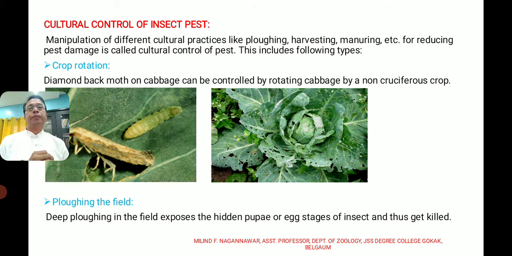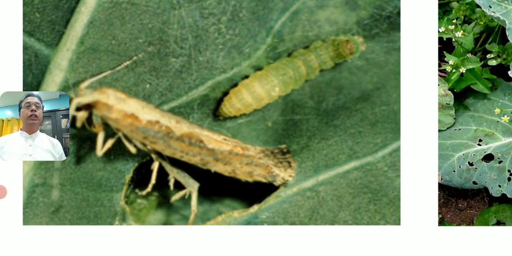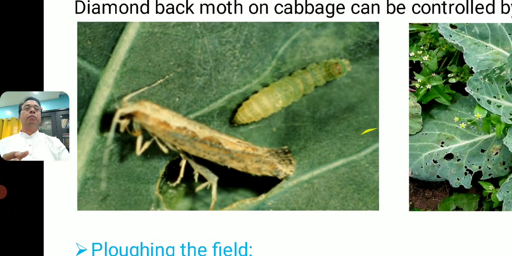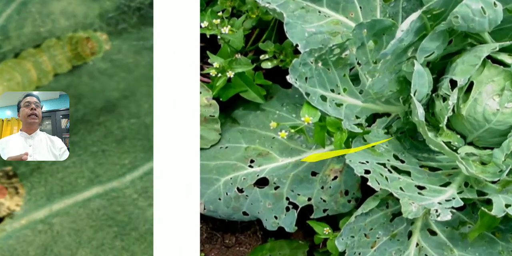That is crop rotation. For example, if we are putting cabbage in the field, those cabbages should be rotated. Once we put the cabbage, we should not continue with cabbage, that is the cruciferous crops, itself. We should alternate the cruciferous crops with non-cruciferous crops. For example, the diamond-back moth on cabbage can be controlled by crop rotation. These are the diamond-back moths which infect the cabbage plants.